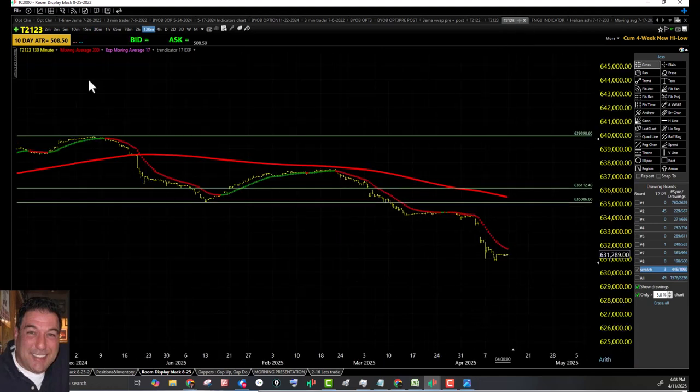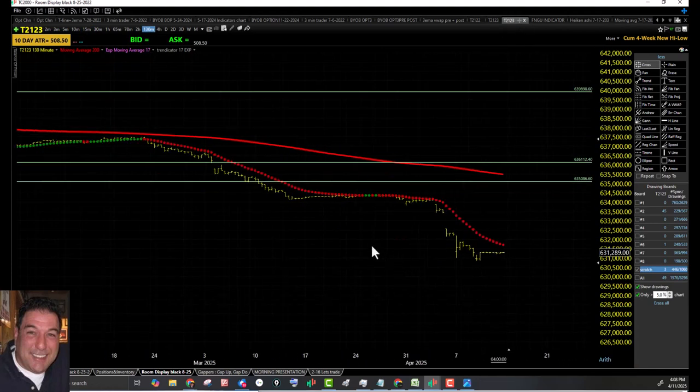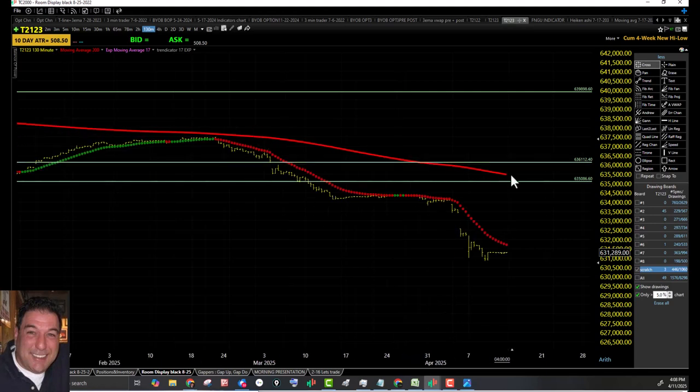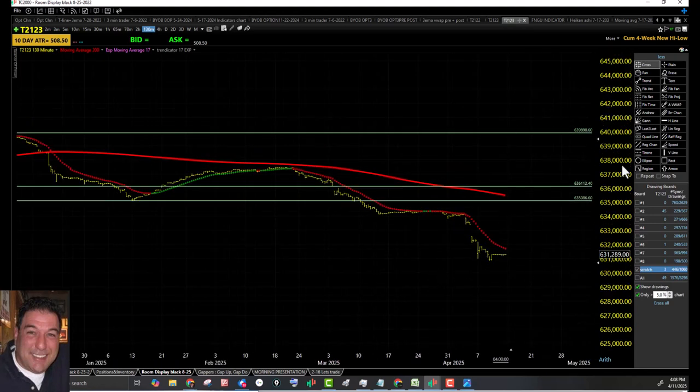T2123, same thing on the 3-bar chart. You can see three more red candle bars, flat line down here, still in a bear flag, caught underneath the fading 200 and underneath three prior all-time highs anchored, three prior all-time highs. That's these green lines right here.